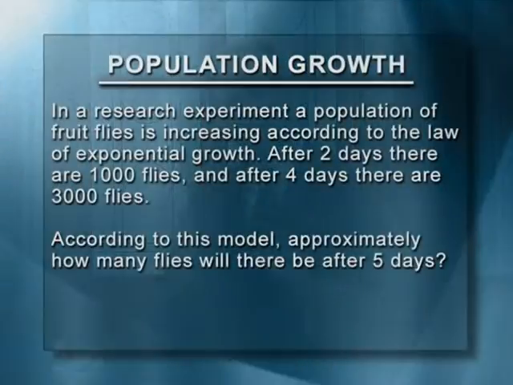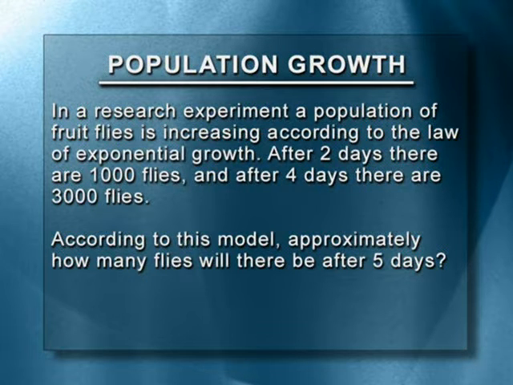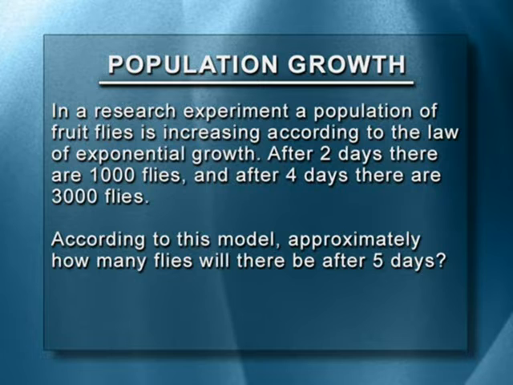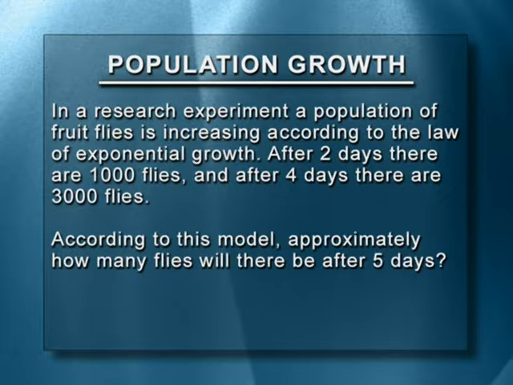This example is very, very simple, so you might complain a little bit about how the numbers come out. But I want to illustrate the idea of how to model with an exponential equation. Suppose you have a research experiment going on and you have a population of fruit flies, and it's increasing according to the law of exponential growth. And suppose after 2 days you count the flies and you have 1,000. And after 4 days you count them and you have 3,000. So according to this model, how many flies will you have, say, after 5 days?